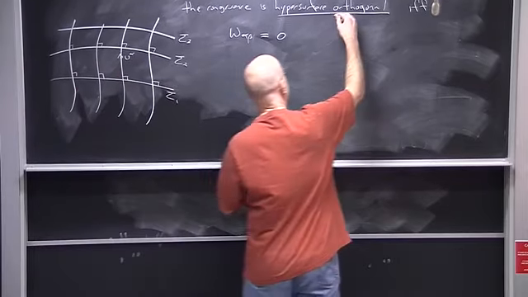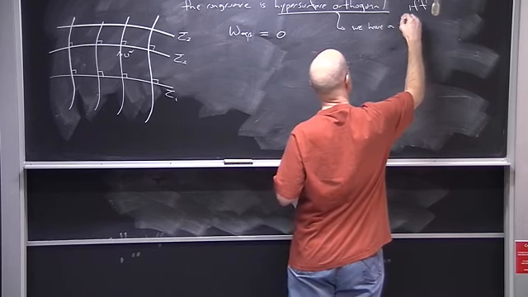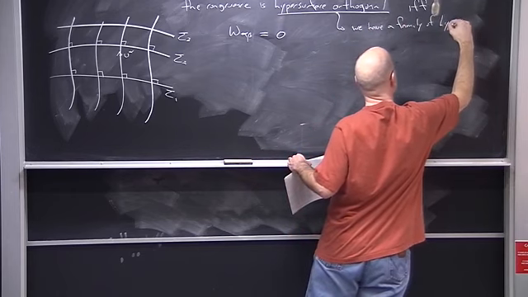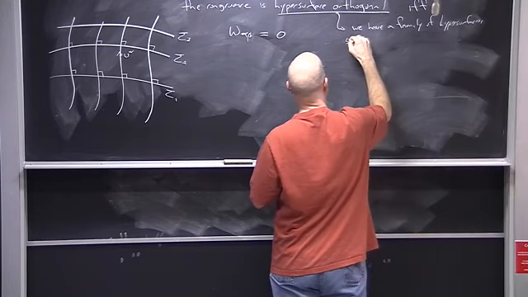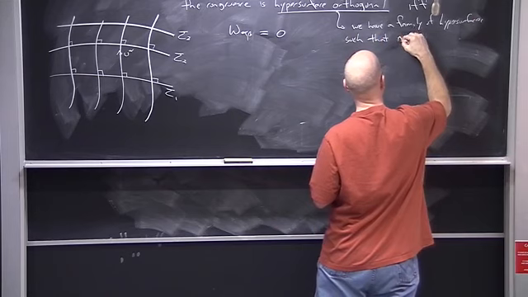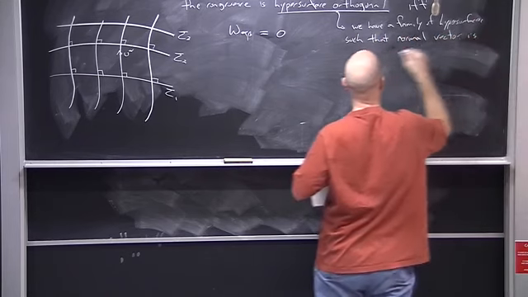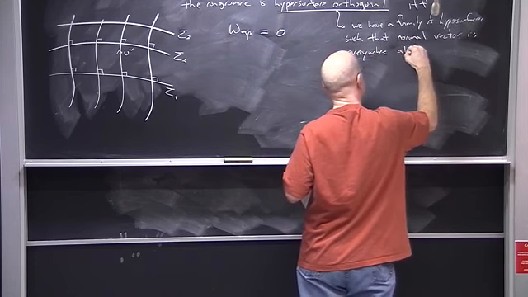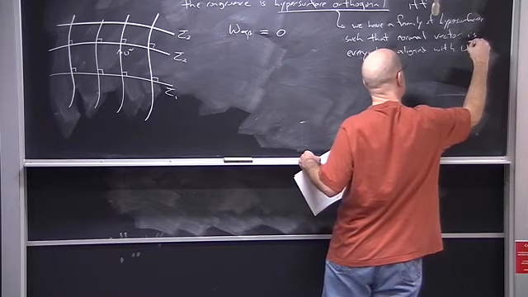So what that means is that we have a family of hypersurfaces such that the normal to the hypersurface is everywhere aligned with the tangent vector field.